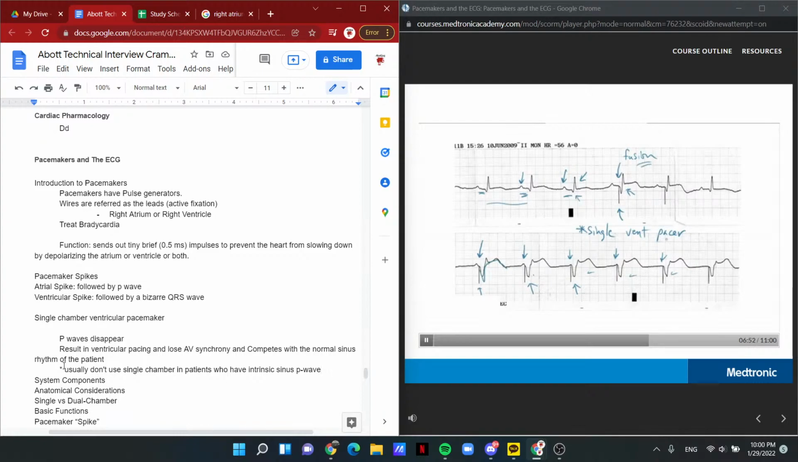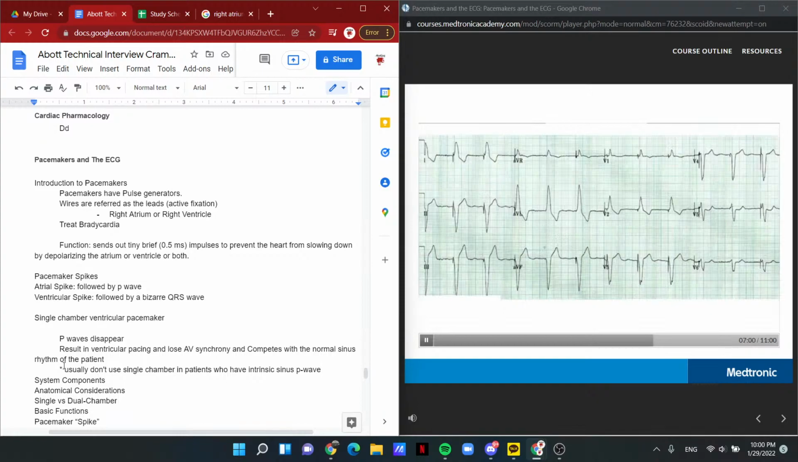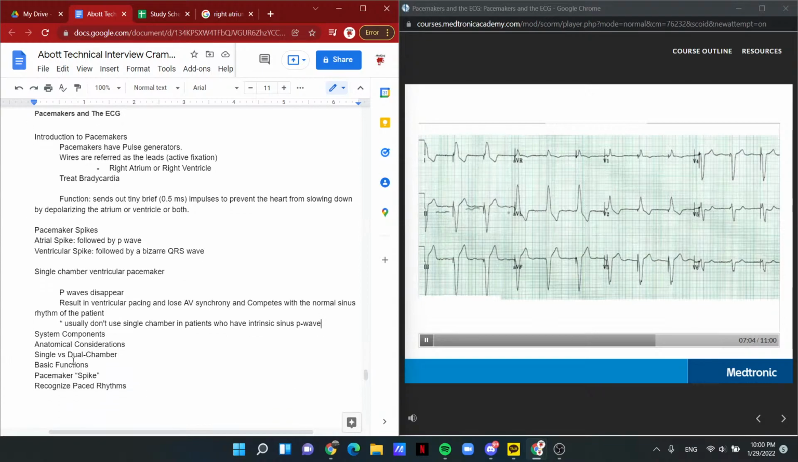The most common indication for single-chamber ventricular pacemakers is when someone is in permanent atrial fibrillation. So here's an example of a patient who is in atrial fibrillation. You can see fibrillatory activity here in the baseline, but you also see these pacemaker spikes very prominent here in front of every QRS complex.